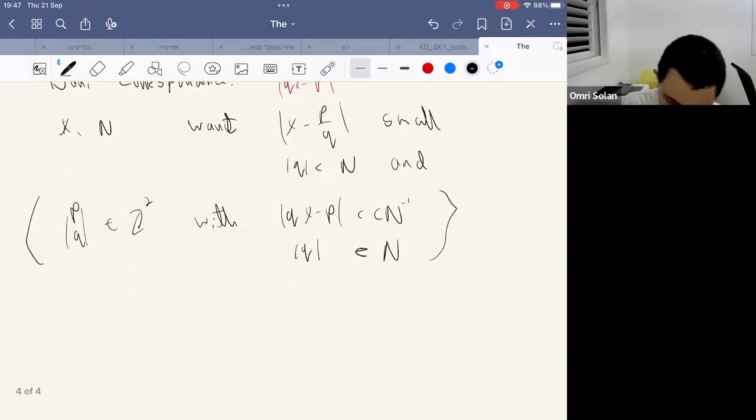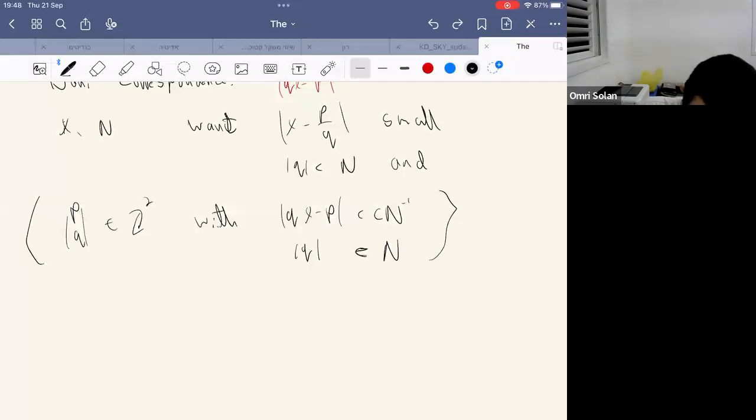Okay. So now I want to make this condition somewhat more pleasant, more simple, but I then will make this Z squared more complicated.